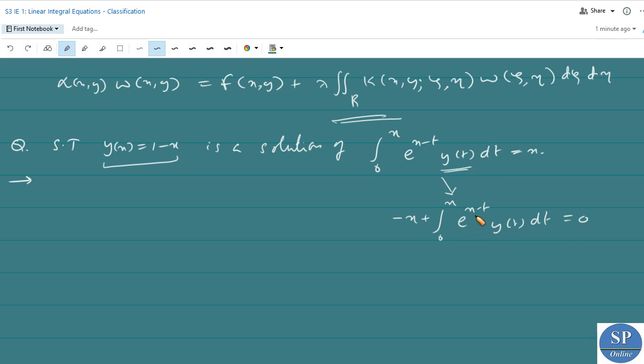Can be written as this. Here the function alpha is equal to 0. That is why the right hand side is 0 here. So we know when alpha equals 0, the equation is of the first kind. So this given equation is a Volterra integral equation of the first kind. Clear?